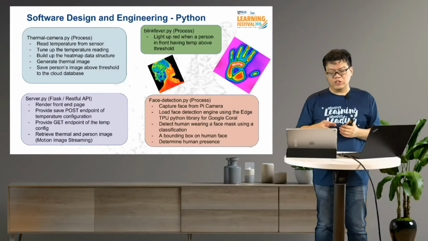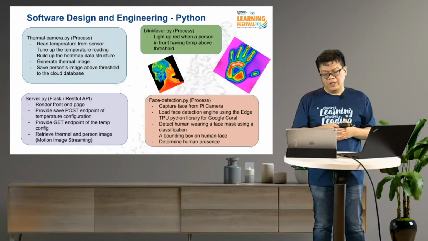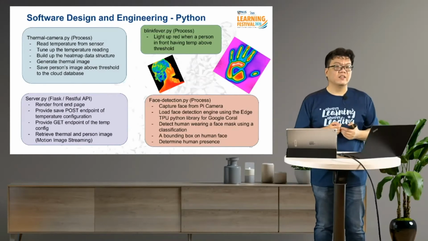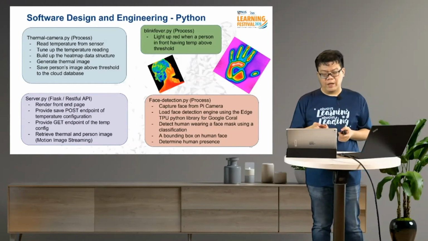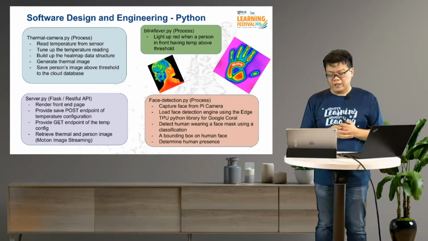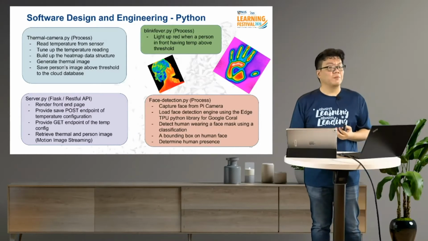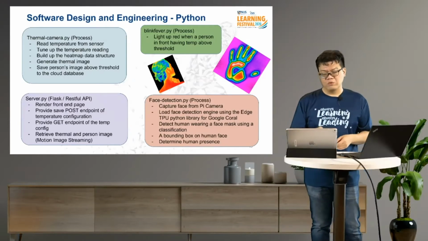Yeah. So the last program is a bit heavy. It's an artificial intelligence program. It detects the face and it detects whether the person is wearing a mask. Like I said, it captures the face from the Pi camera, then loads the face detection model taken from a library, and sends it to the TPU for inference. Lastly, another section of the program detects whether the person is wearing a mask. The mask detection is a classifier, it's supervised learning.